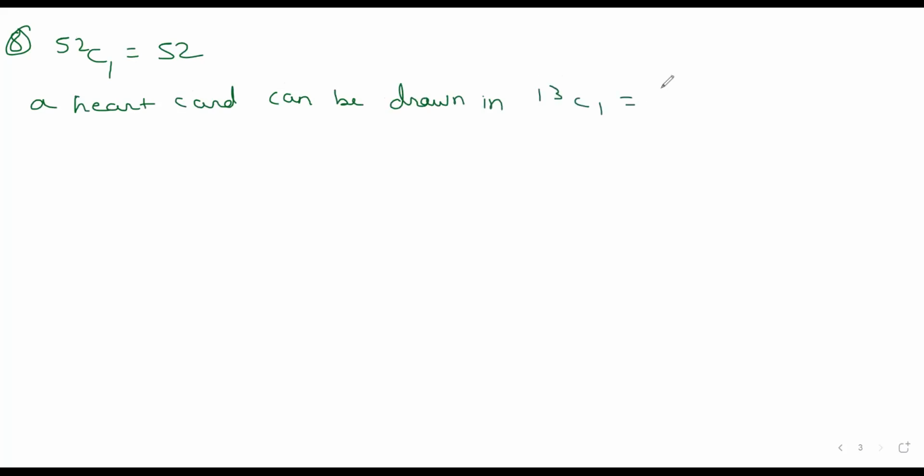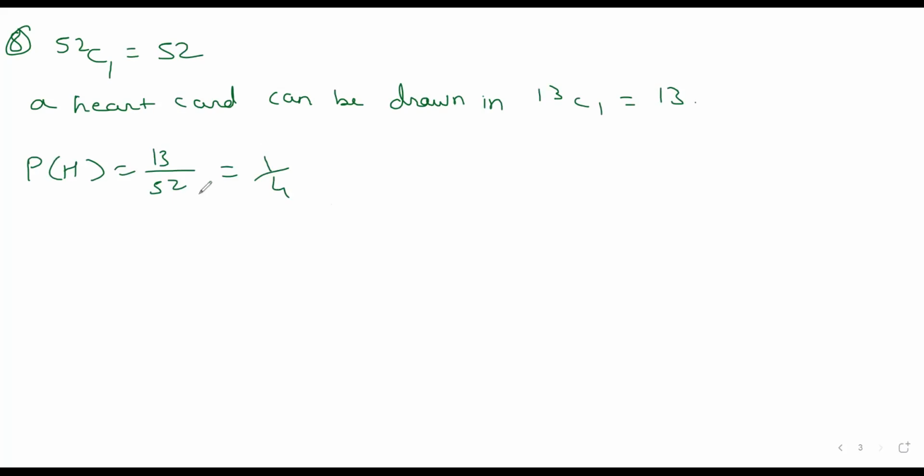We have to draw one card out of 52 cards. In how many ways can we do this? 52C1, that is in 52 ways. Okay. Now, in how many ways can we draw a heart card? A heart card can be drawn in 13C1, that is in 13 ways. So what is the probability of drawing a heart card? 13 by 52, that is 1 by 4.